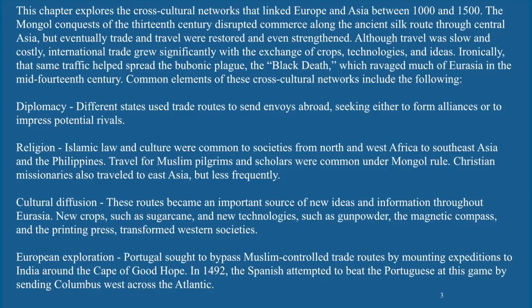This chapter explores the cross-cultural networks that linked Europe and Asia between 1000 and 1500. The Mongol conquest of the 13th century disrupted commerce along the ancient Silk Route through Central Asia, but eventually trade and travel were restored and even strengthened. Although travel was slow and costly, international trade grew significantly with the exchange of crops, technologies, and ideas. Ironically, that same traffic helped spread the bubonic plague, the Black Death, which ravaged much of Eurasia in the mid-14th century. Common elements of these cross-cultural networks include the following.